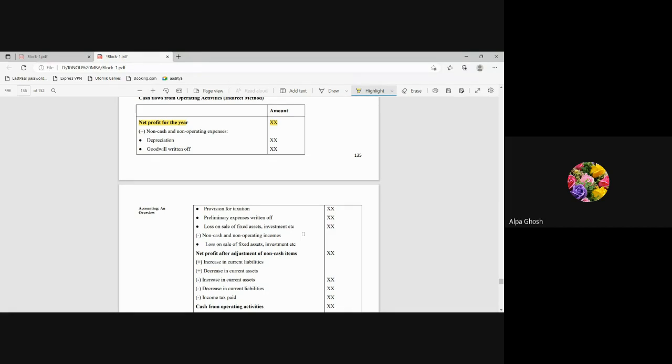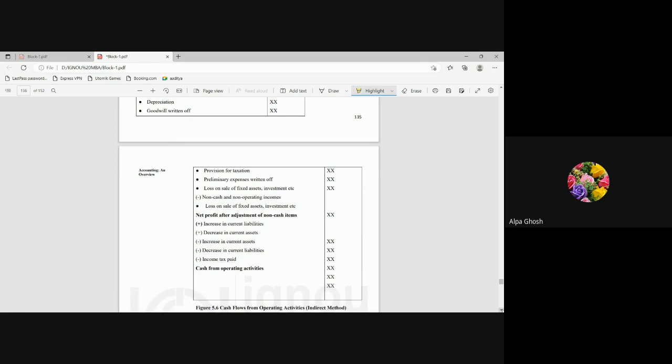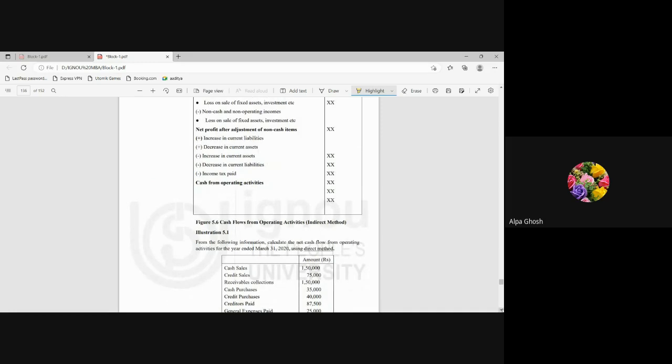After this, we need to make adjustment with increase in current liabilities, decrease in current assets, increase in current assets, income tax paid, and decrease in current liabilities. Increase in current liabilities is added. This plus sign means add, minus means less. Add and less from the net profit, that is from the first or initial balance. The result that you get is your cash flow from operating activities. So here you get the cash flow from operating activities.